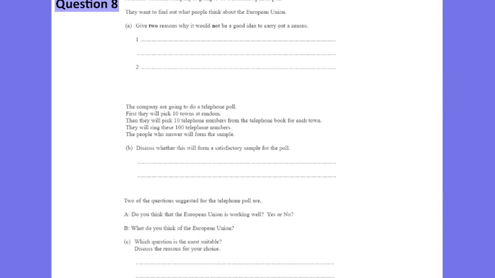Question number 8. A market research company is going to do a national, that's the whole country, opinion poll. They want to find out what people think about the European Union. Give 2 reasons why it's not a good idea to carry out a census. So those original reasons we spoke about: if they asked everyone in the country, it would take too long. It will also be too expensive to travel and to make sure that every single person responds. It's also going to be difficult to ask every person in the country in a quick amount of time. So they're the obvious reasons as to why a census is not a good way of asking about what people think.